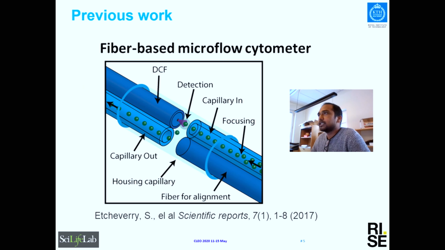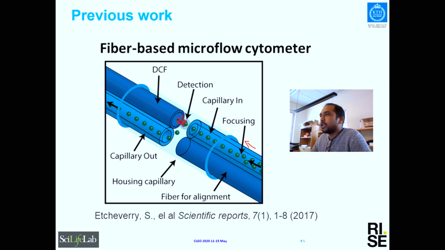This slide shows the previous work which was done in our group. This is a fiber-based microflow cytometer for counting. In this case, we have particles mixed in a viscoelastic fluid coming in from this end. They are streamlined and focused at the center of this capillary. In front of this capillary, aligned to it, is a double-clad fiber with light coming from the inner core. This light shines on these particles one by one, and the scattered light is collected back in the outer clad of this capillary.